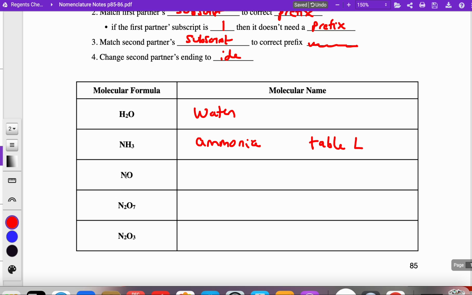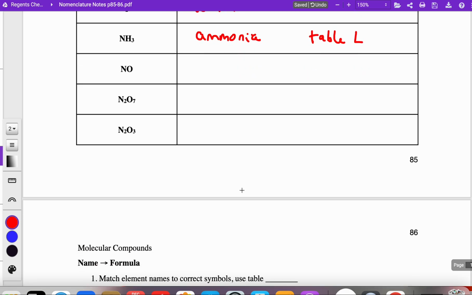So now let's start with substances in which we will have to come up with the molecular name. So N stands for nitrogen, if I can spell it. O stands for oxygen.